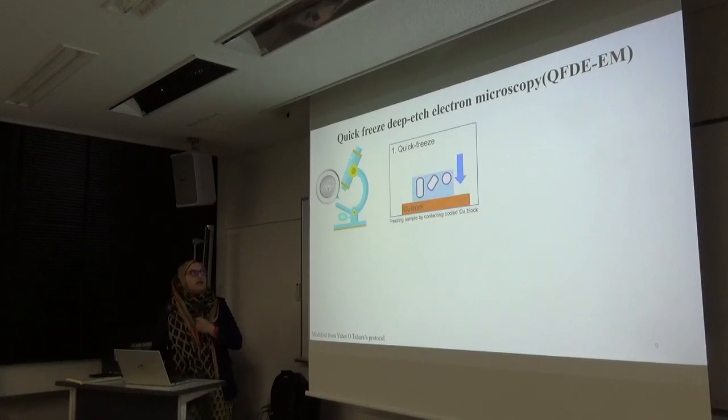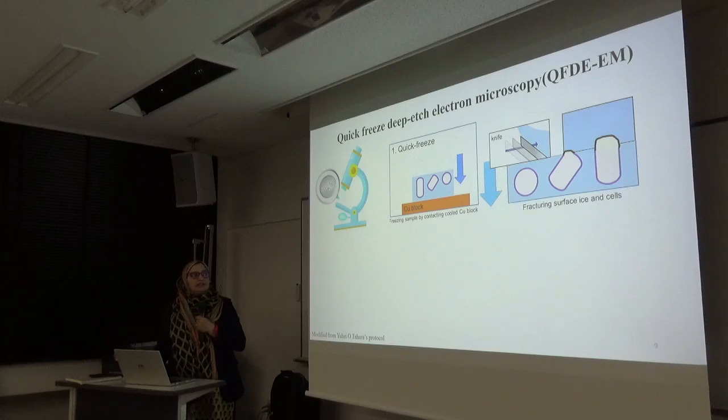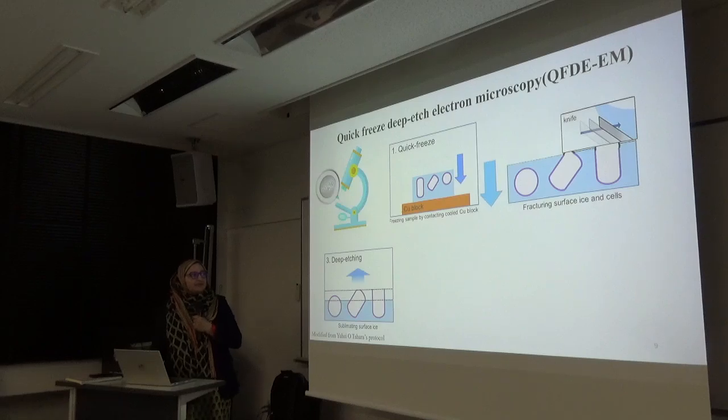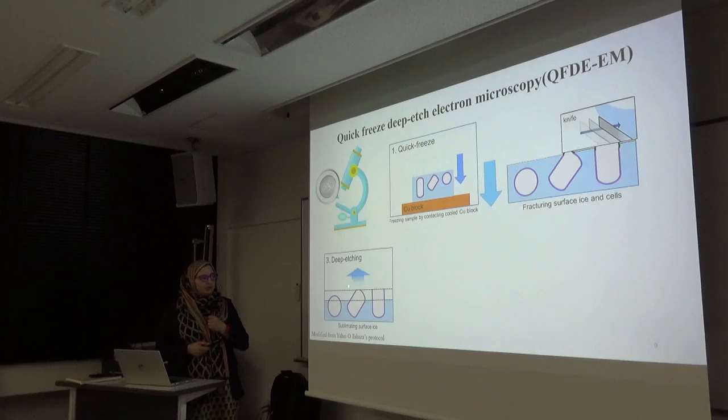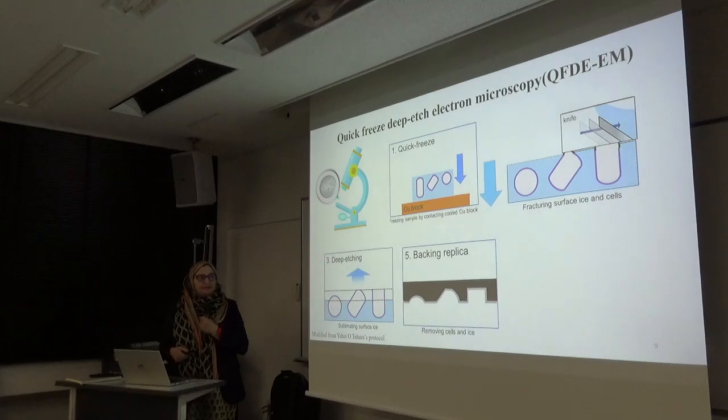Once the conditions are confirmed, then I quickly freeze the sample by using special equipment with a cooled copper block like this. And then the next step is to transfer the sample to a high-vacuum equipment, where the cell is fractured with a very cool knife. Next step is deep etching, where we etch the sample at very low temperature. And then the next step is we make a replica.